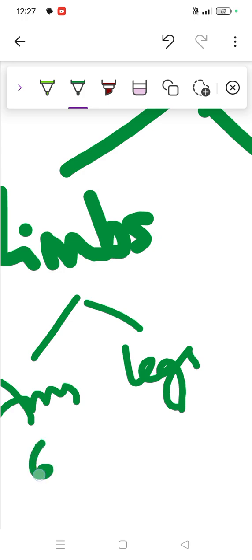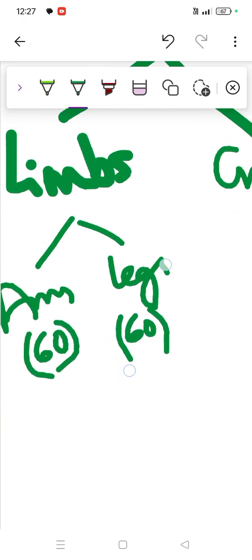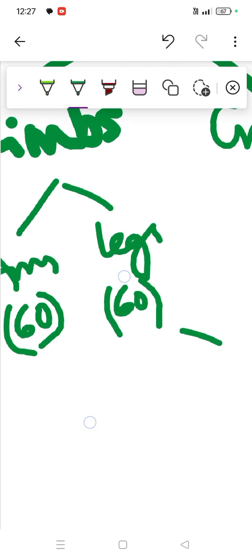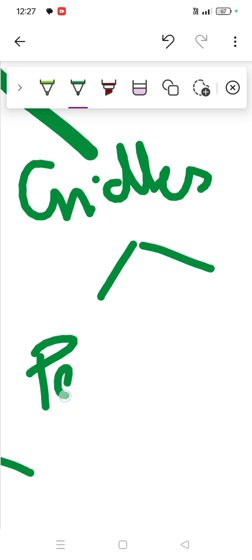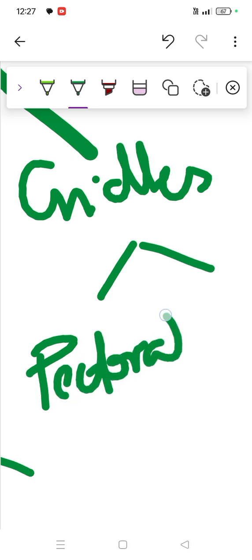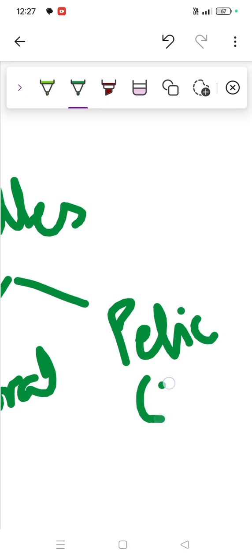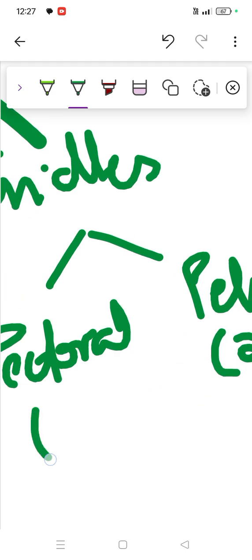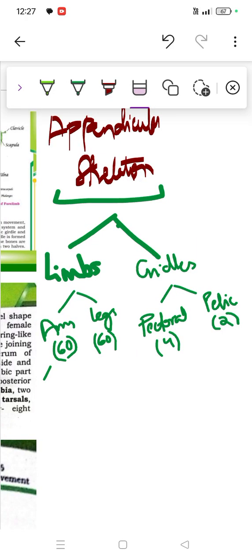Altogether we have around 60 bones in the arms, 60 in the legs, like both. Then in the girdles we have two. First one is called pectoral, second one is called pelvic. In pelvic we have around two, and in pectoral we have around four. So yes, this is a basic introduction, the main things about appendicular.